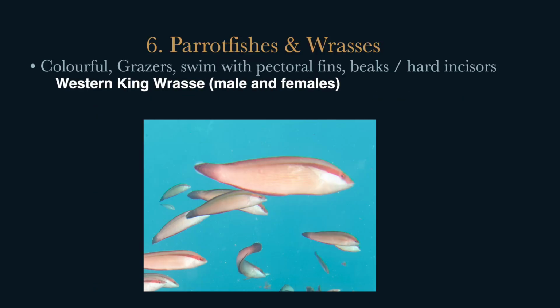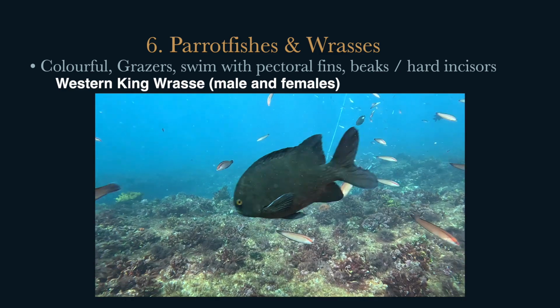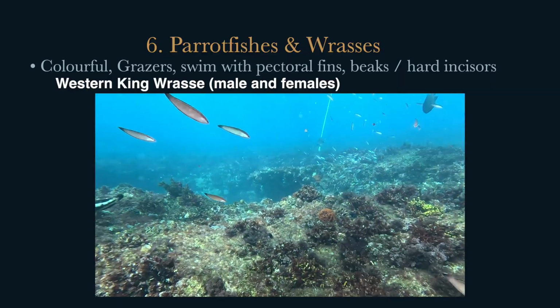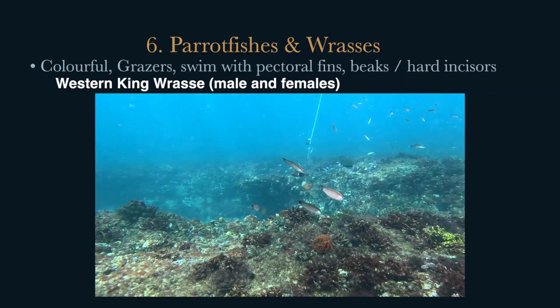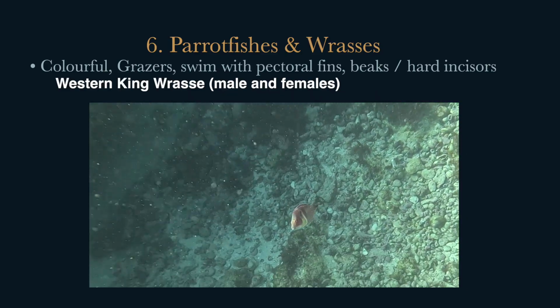Western king wrasse are seen everywhere, often following behind divers' fins where they stir up the bottom. They form large schools. They're hermaphrodites, like most wrasses described here, and can reach 40 centimeters, and the dominant males are a distinctive red with a big crest. Here is a brief shot of a dominant male.